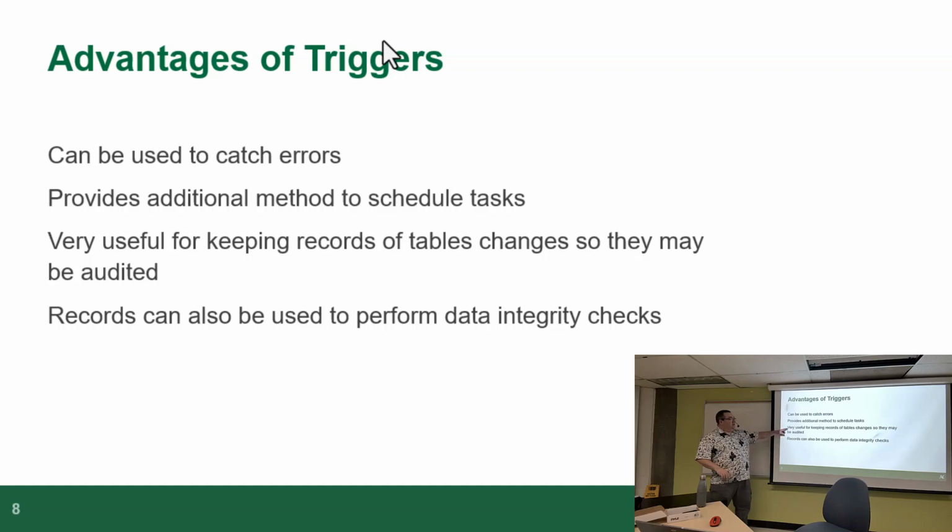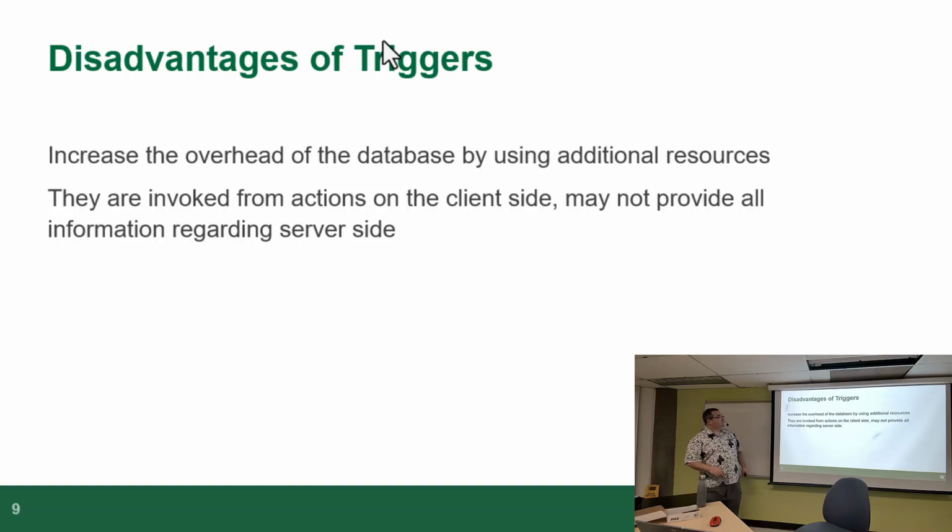You can keep track of records for tables for auditing. So in accounting systems, every single time you change a record, it puts an entry somewhere else so that if it needs to be audited, you can see who made that change. You can use triggers to do the auditing, so it's not the application. You can also do data integrity checks.